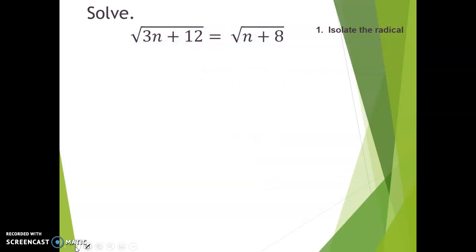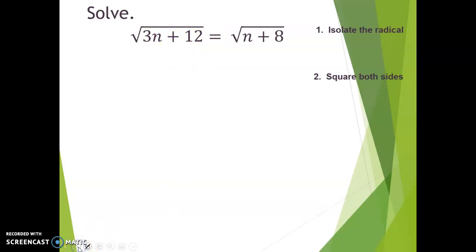All right, let's solve this one. The square root of 3n plus 12 equals the square root of n plus 8. Now we have two radicals here. So we just want to work with one at a time. If they were on the same side, we would want to move one so that just one was isolated, so we can solve one at a time. But we do have just one on a side.